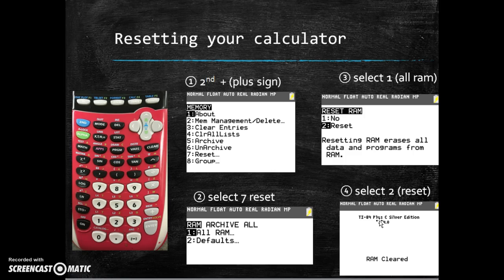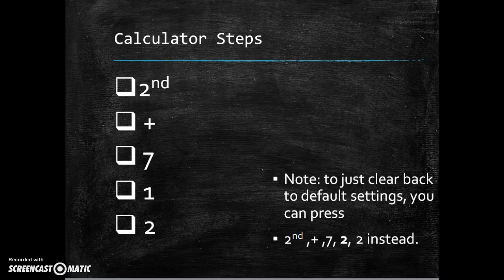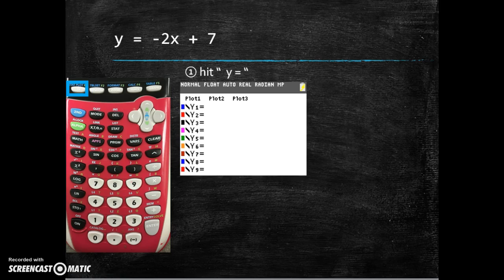All right, so on your papers, go ahead and write down the steps that you just used in order to do that. If you need to, you can press pause just to write these down. We did second, plus, 7, 1, 2. And if it's not an emergency, you can just press 2, 2 just to go back to your default settings instead. Okay, press pause at any time if you need to during this presentation to take notes or to write anything down, or if you're just having a hard time finding a button, that's what I'm going to have you do. All right. So let's do this, guys.